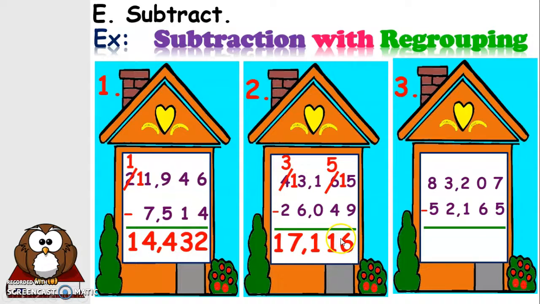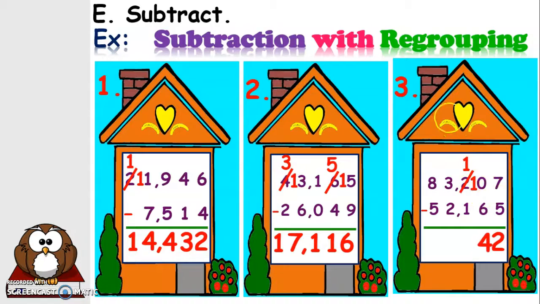Starting again from ones place. That's 7 minus 5 equals 2. Tens place, 0 minus 6. But 0 is smaller and less than 6. So what we need to do is to borrow from 2. It is now 1 and 0 becomes 10. 10 minus 6 is 4.